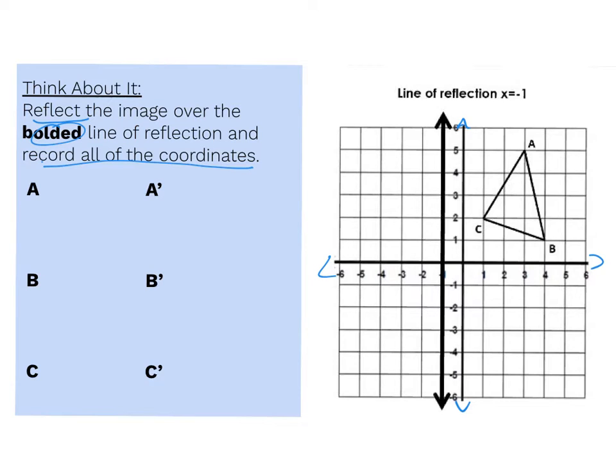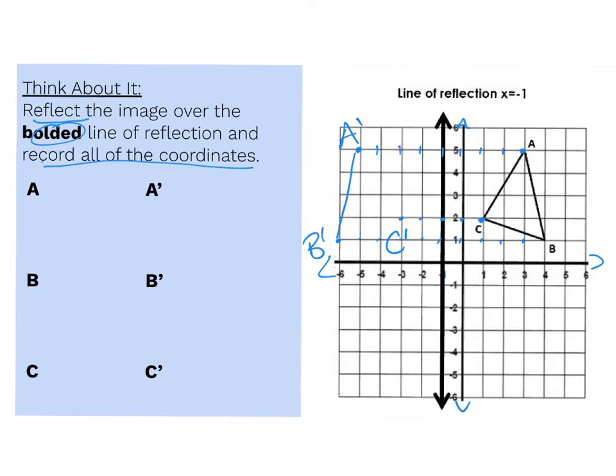You start with one point, so I'm going to start with point C. It's 2 spaces from this line of reflection, so I just go 2 spaces in the other direction for C prime. Point A is 2, 3, 4 spaces from the line of reflection, so I go 2, 3, 4 spaces in the other direction for A prime, and B is 2, 3, 4, 5. So I go 5 in the other direction, 2, 3, 4, 5 for B prime.